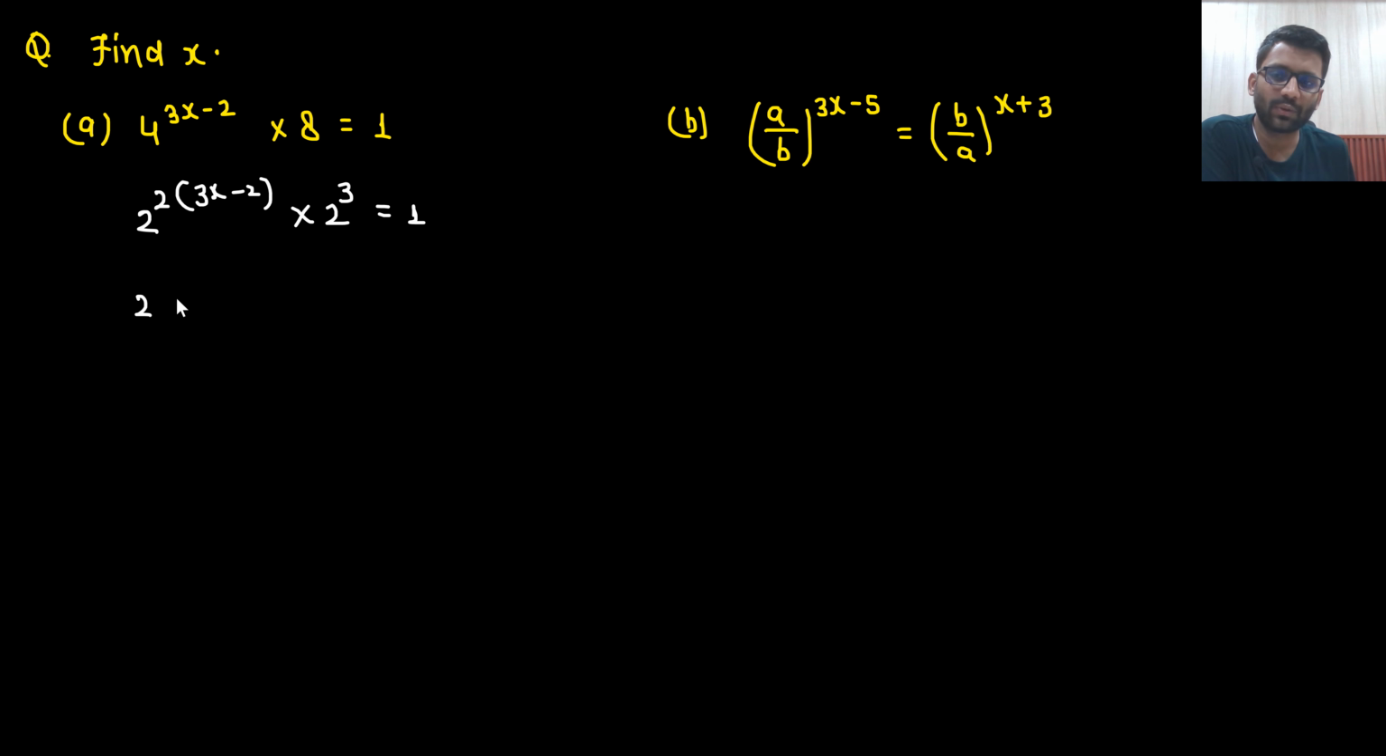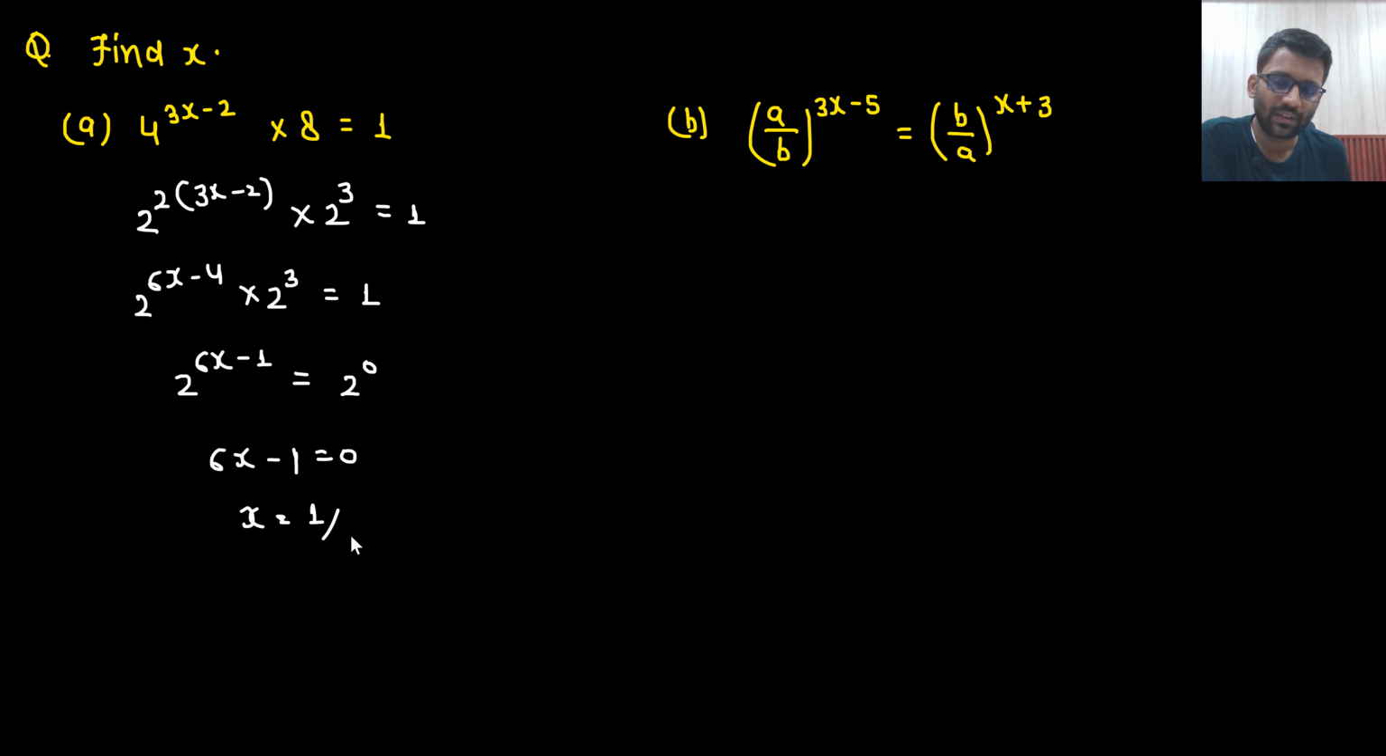So this can be written as 2^(6x-4) into 2^3 is equal to 1. Then it can be written as 2^(6x-1) is equal to 1. And 1 can be written as 2^0, right? So 6x-1 is equal to 0. So x value is 1/6. So always our target would be to make the base the same, that's it.